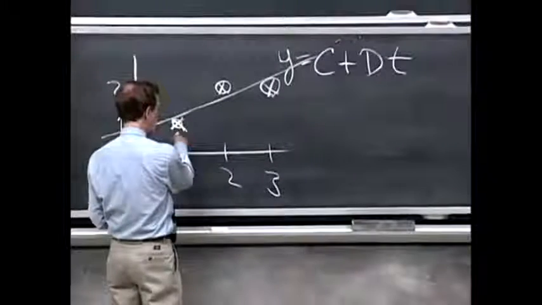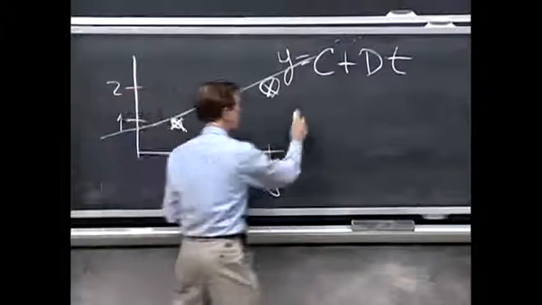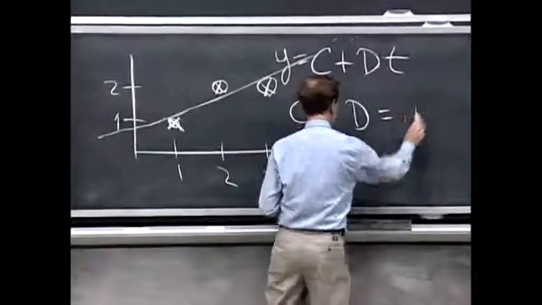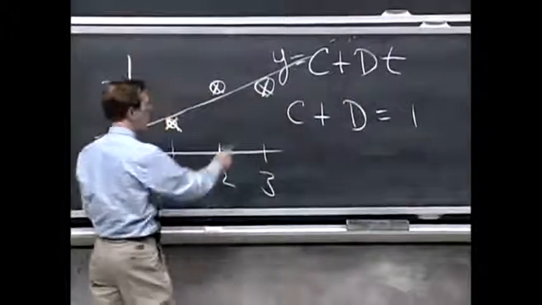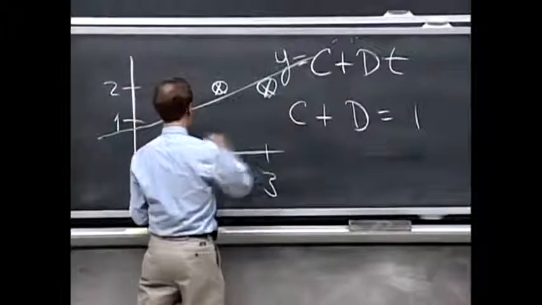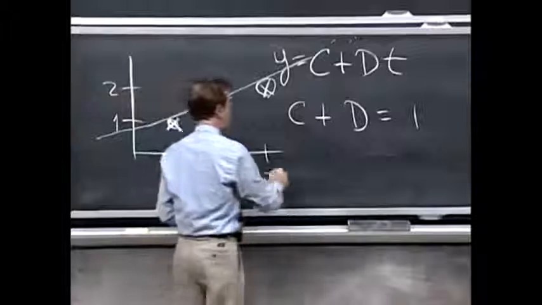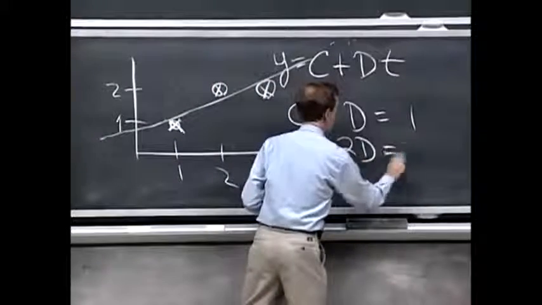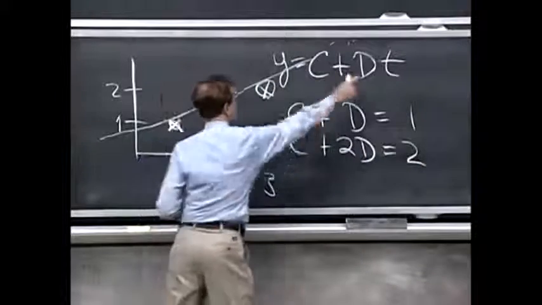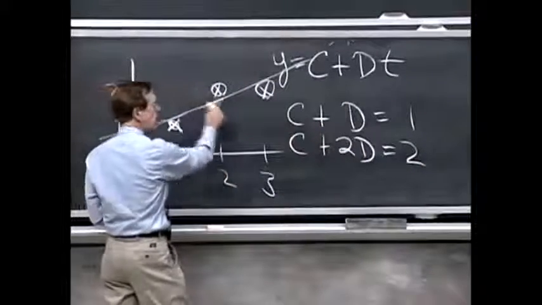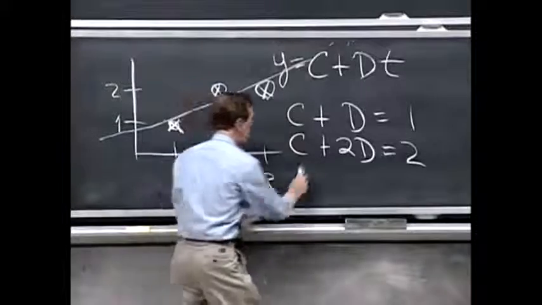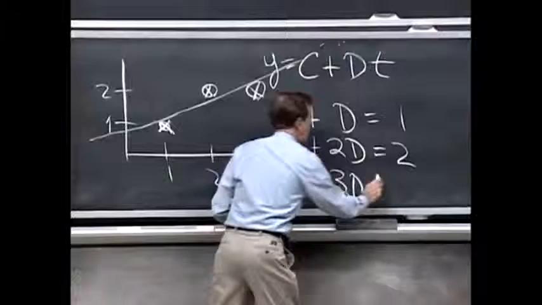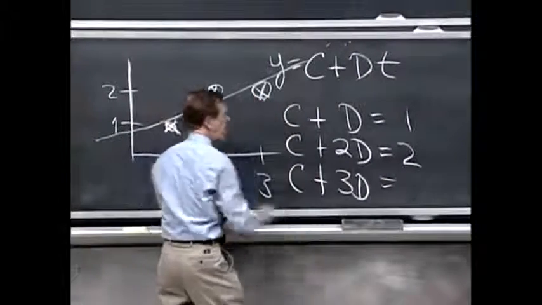If I went through that point, I would solve the equation c plus d equals 1, because at t equal to 1, I'd have c plus d, and it would come out right. If it went through this point, I'd have c plus 2d equal to 2, because at t equal to 2, I would like to get the answer 2. At the third point, I have c plus 3d, because t is 3, but the answer I'm shooting for is 2 again.